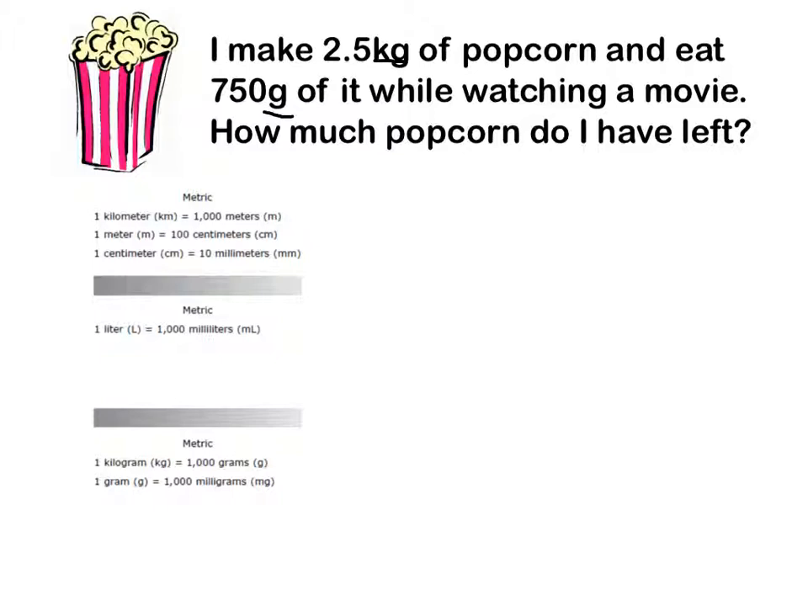Again, here it doesn't ask which unit it wants as an answer, so you can do either way. Or if you have multiple choice, go ahead and look at those multiple choice answers and see what unit is listed so you know which one you need to convert to. So let's go ahead and just start with the 2.5 kilograms, or 2 5/10 kilograms, and let's change it to the grams.